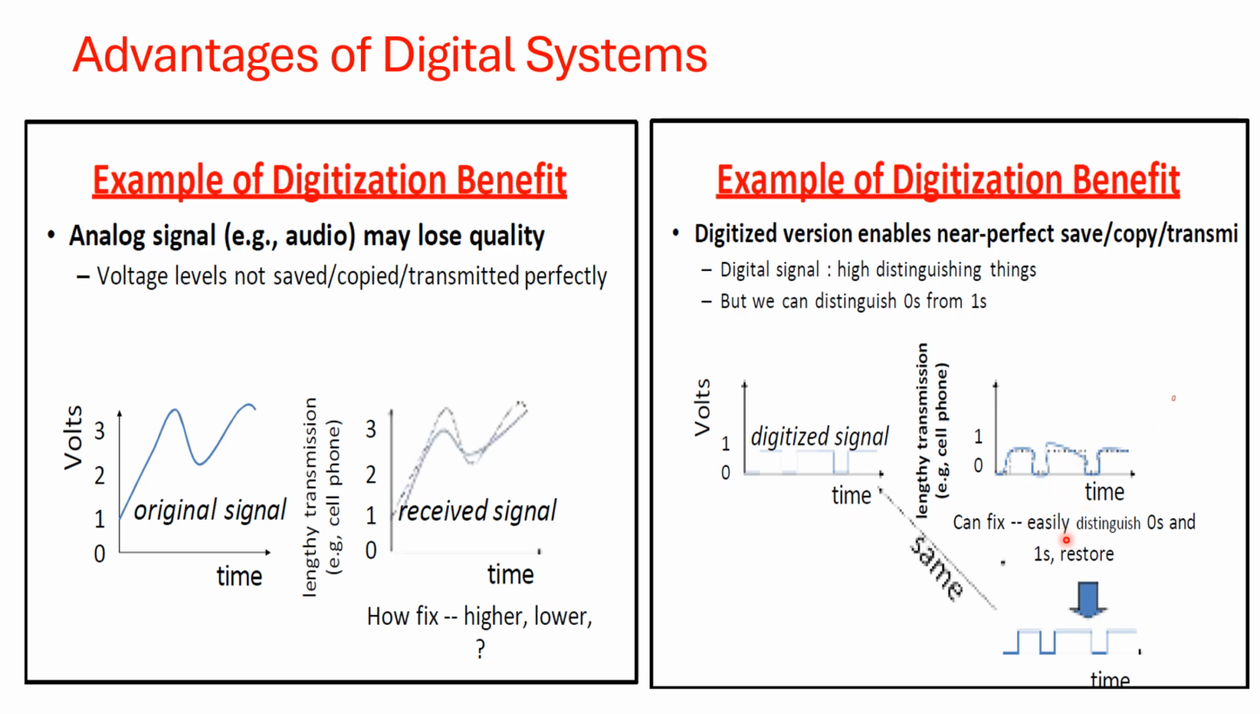So when I go in for digitization, there will be less noise. The system will not be affected by noise, and the reception quality will be the same as that of the sender side. That is the biggest advantage of going in for digital, where we just look for the presence or absence of the signal.